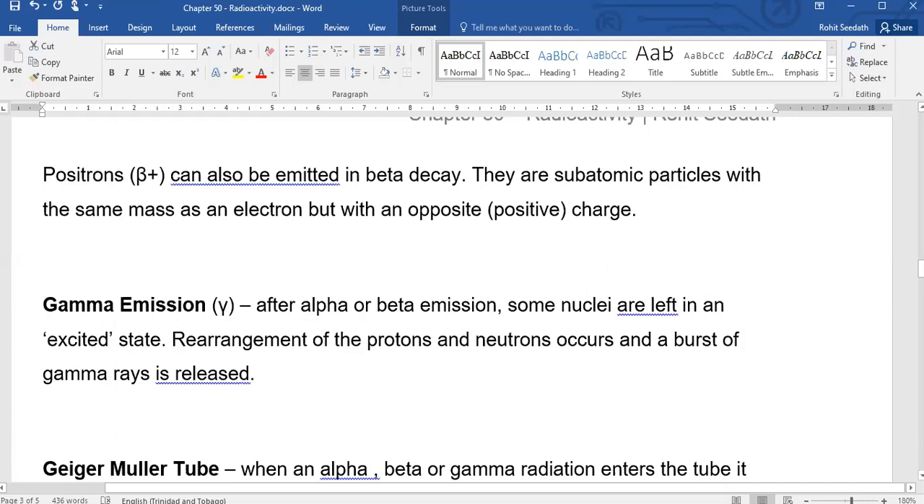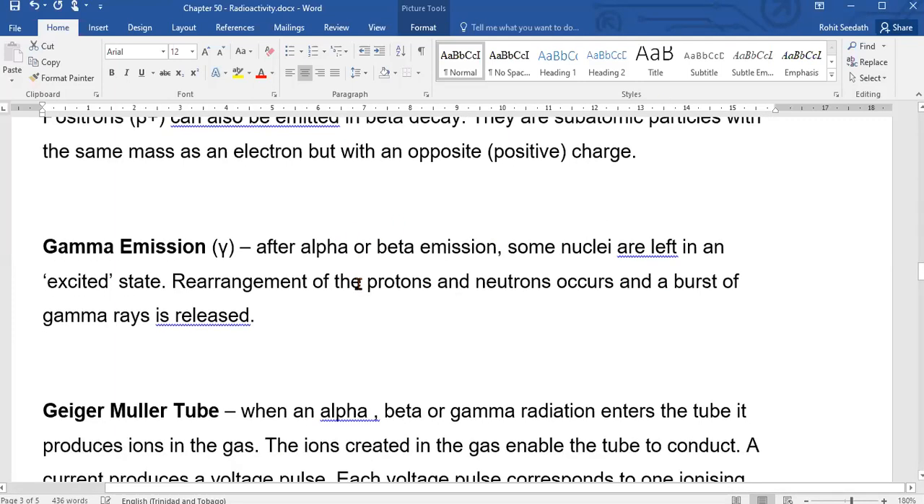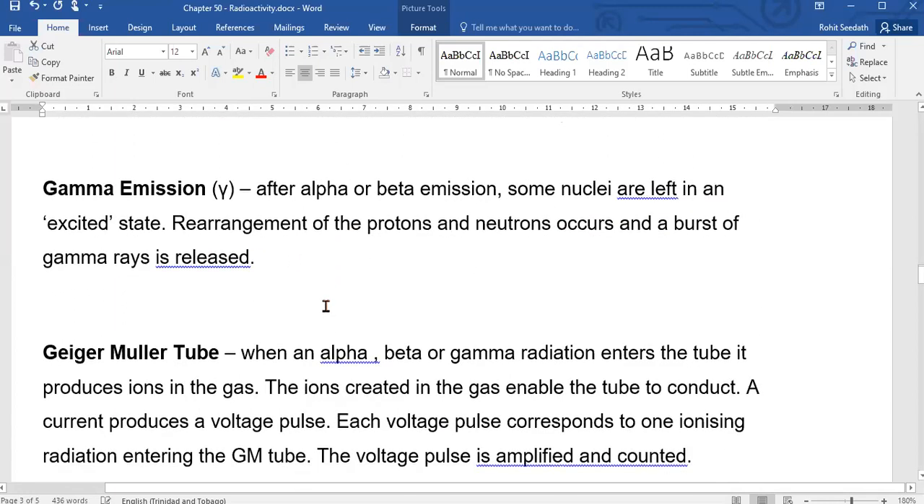Gamma emissions. After alpha or beta emission, some nuclei are left in an excited state. Rearrangement of the protons and neutrons occurs and a burst of gamma rays is released.